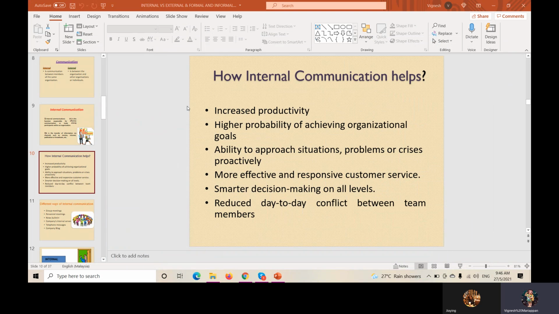So, a higher probability of achieving organizational goals. Let's say you are working in the same organization. Because it is internal, the only thing that should come to your mind is the organization. Don't go outside of the organization. Let's say how this internal communication can help your organization. Let's say you are working in an organization.